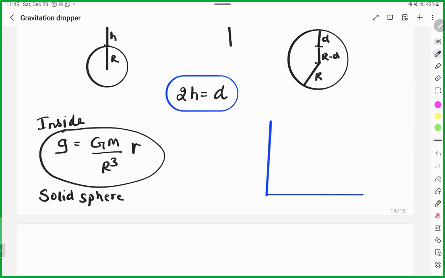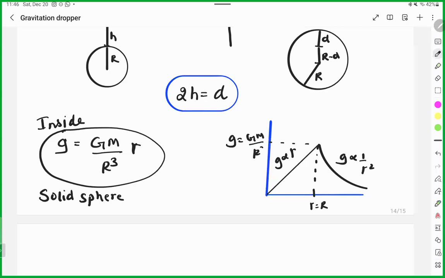So what happened? You can see g is directly proportional to r, up to the point where r is equal to capital R. And after that, it will reduce. Here, g is inversely proportional to r square. But before that, g is directly proportional to r. Correct? Then here, g is equal to GM by R square. Any doubt?